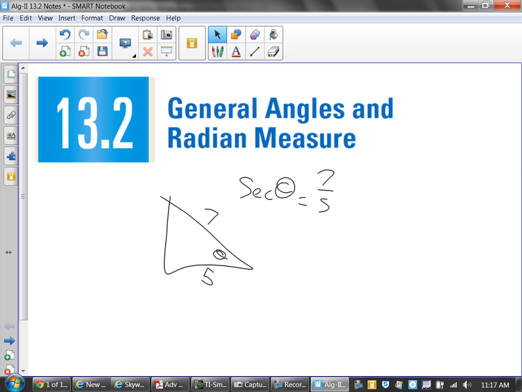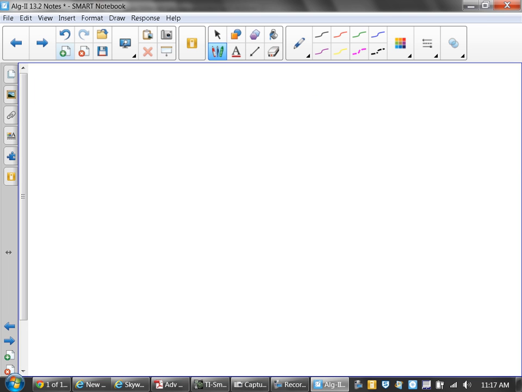What I'm going to do is draw an axis, an XY axis real fast. And I want to talk about quadrants. Do we remember our quadrants?